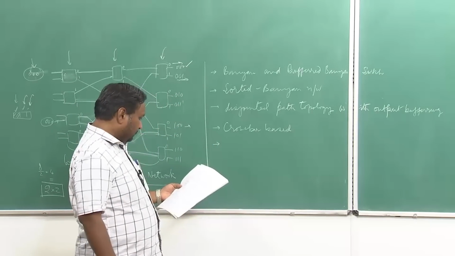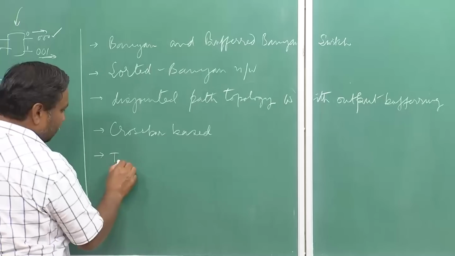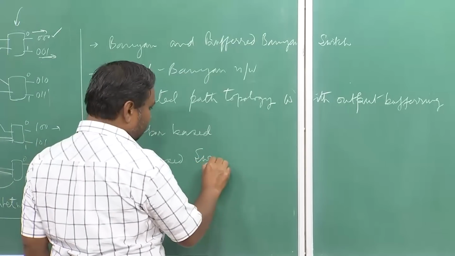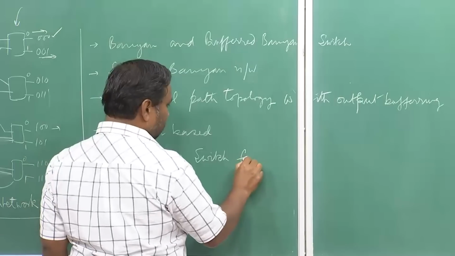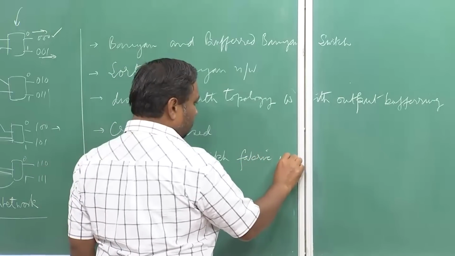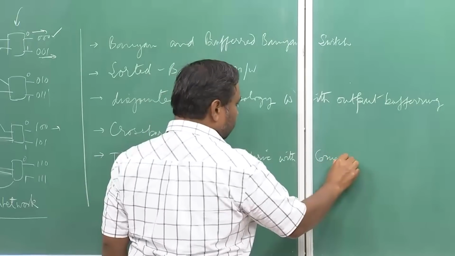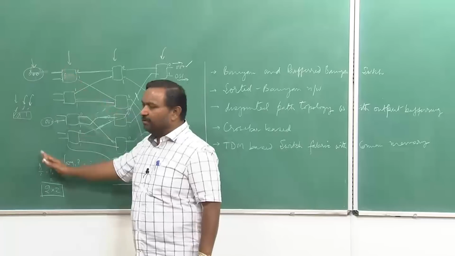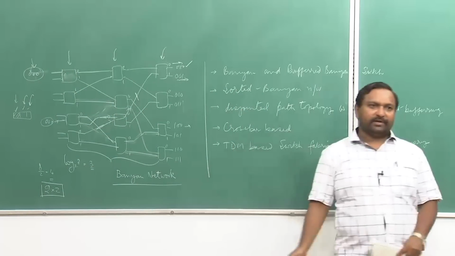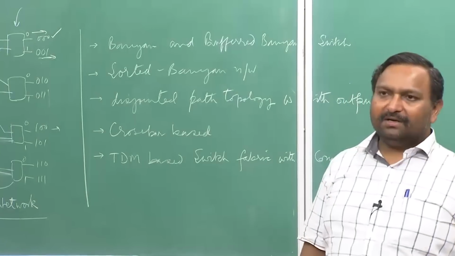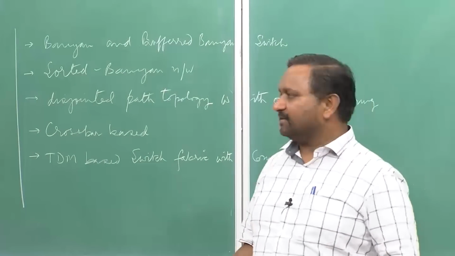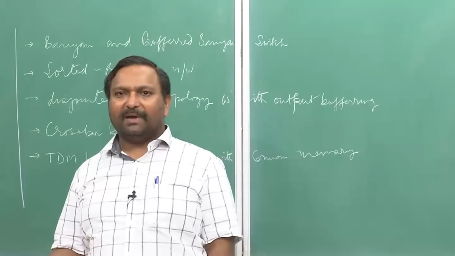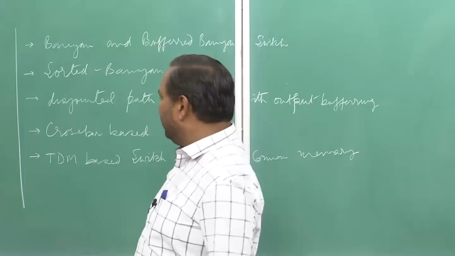It is possible to build up TDM based switch fabrics with common memory. The idea is that all the packets coming in from the input will be stored in a common memory, at one place, and then they will be read out at a faster pace. So, you can write in sequence and read asynchronously, and the packets will then get switched to the various outgoing ports.